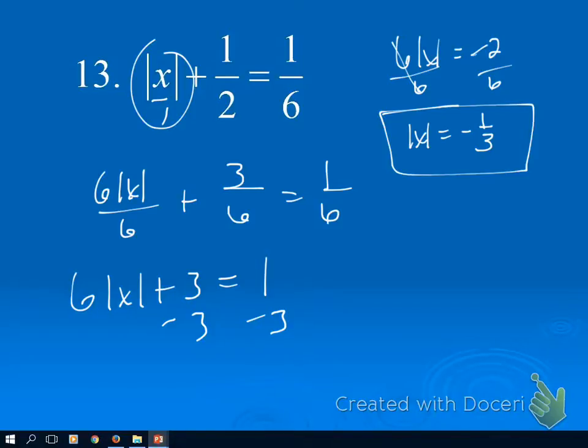So can absolute value of anything be negative 1/3? No, it can't. So this is your first exposure to the fact that it is possible to have no solution. There is no number I can plug in for X, take the absolute value of it, and get negative 1/3. Can't do it, because the absolute value is always positive. So make sure you're paying attention. Once you get the absolute value bars by themselves, look and see: is it equal to a negative number? Are we wanting to be a negative distance from 0? If it is, then it's no solution.